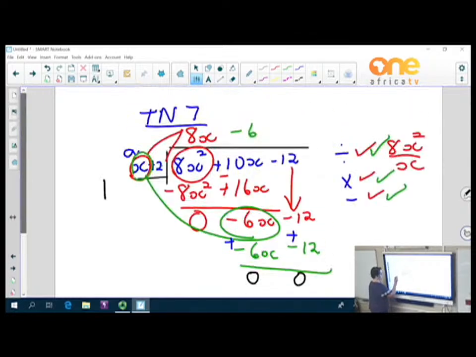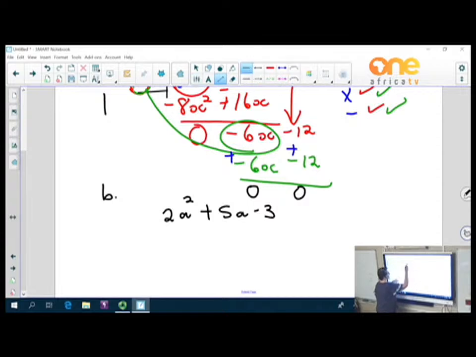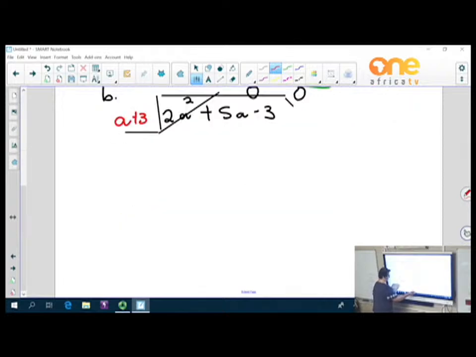Number b. So number b reads 2a squared plus 5a minus 3, and we are going to divide this one by a plus 3.